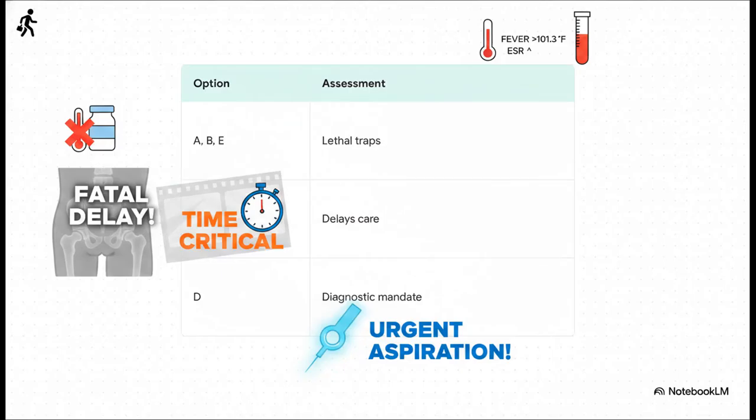This brilliantly illustrates the classic board trap. Our patient has a limp, a fever over 101.3, and an elevated ESR. That is 3 positive Kocher criteria right there. Choices A, B, and E, NSAIDs, observation, or oral antibiotics, are lethal conservative traps that will literally cost this child their joint. Choice C, a plain radiograph, simply delays definitive care. The clinical triggers force you to choice D, urgent joint aspiration.